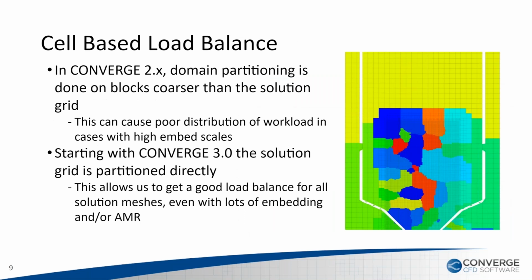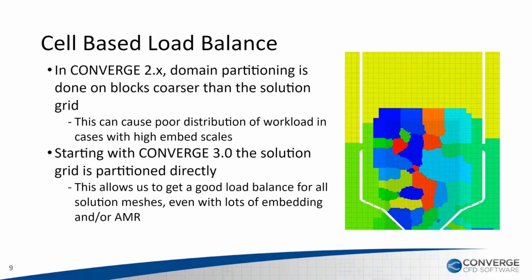The other major one, and maybe the one that's even more important for running in parallel, is being able to get good parallel efficiency. If running on more cores doesn't decrease your runtime, there's not really any value in adding those cores to your simulation. The main problem we had with Converge 2.x versions was that we partitioned the domain at a very coarse level, which meant that when you had simulations with a lot of different mesh refinements, it was very difficult to capture those refinements and still get good parallelization and good scaling.